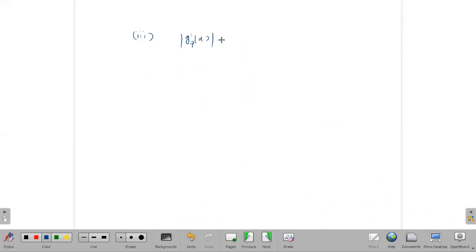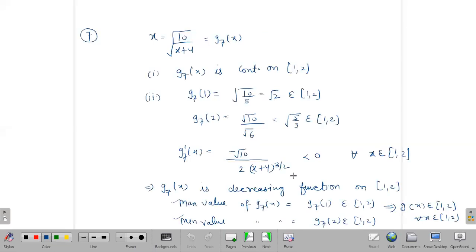Should be strictly less than 1. So its derivative is minus root 10 divided by 2 times (x plus 4) raised to power 3 by 2. Is it strictly less than 1? Overall this is on (1, 2).